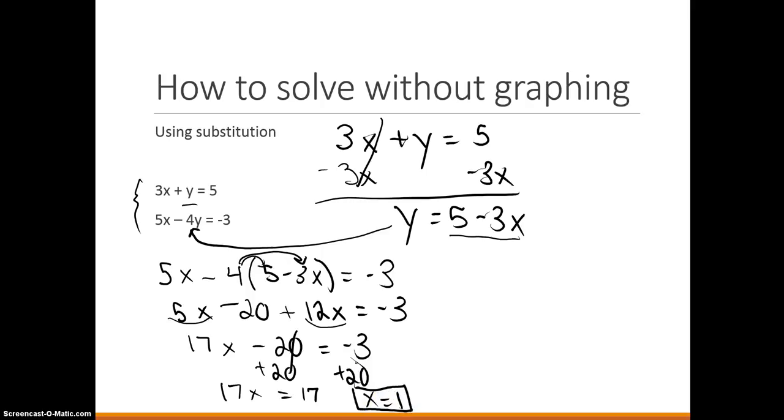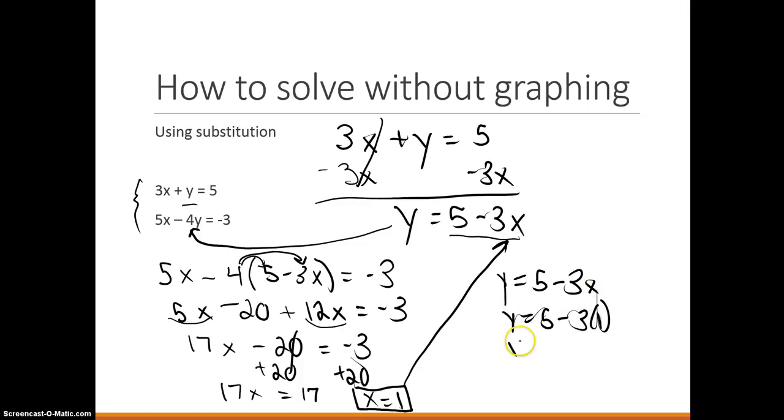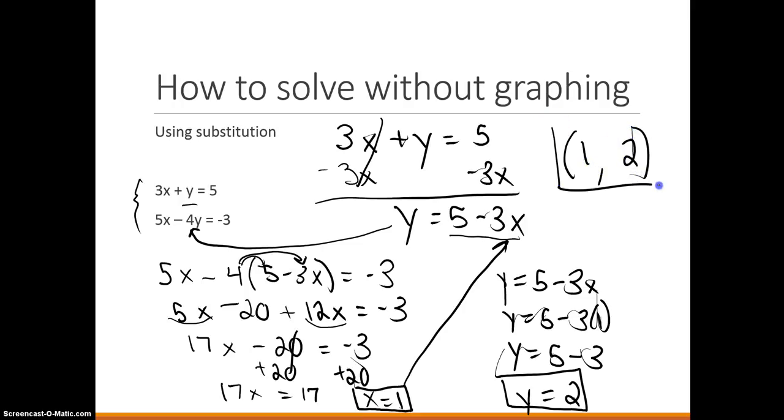Now that I have what x is equal to, I can plug that in here to get y. So y is equal to 5 minus 3x. y is equal to 5 minus 3, and x is equal to 1, so 3 times 1. y is equal to 5 minus 3, and y is equal to 2. So my ordered pair, the point where these two lines intersect, is (1, 2). x is 1, y is 2. And you guys can check that using your graphing calculator. So that is our two examples on how to solve systems of equations using substitution.